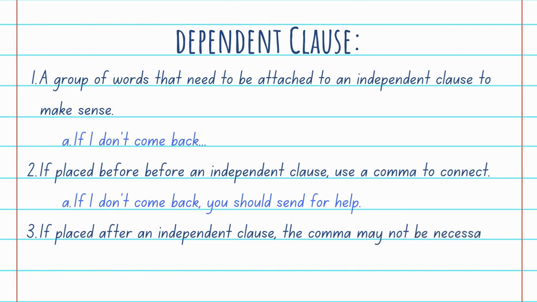So if you place that group of words, that clause, before an independent clause, you use a comma to connect it. If I don't come back, comma, you should send for help. If it's placed after the independent clause, the comma may not be necessary. Usually it'll just flow right through. You should send for help if I don't come back.